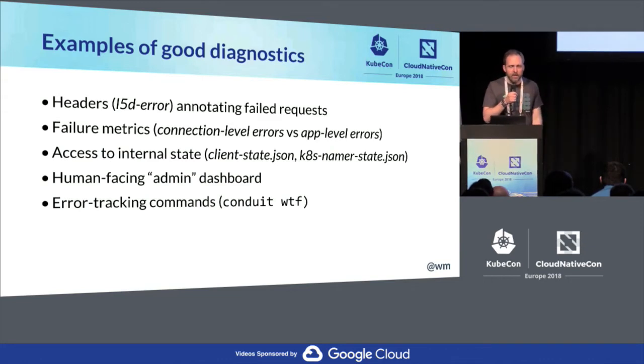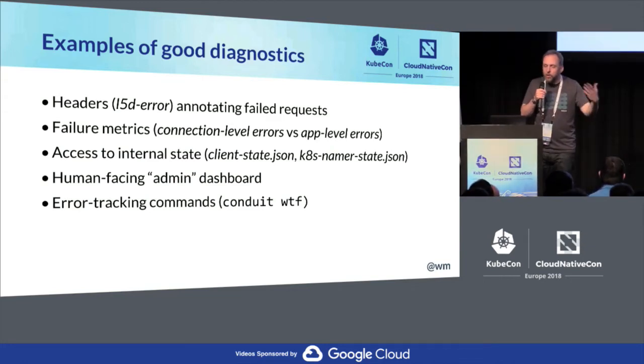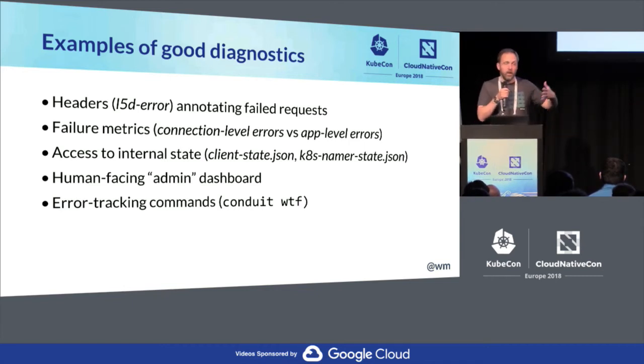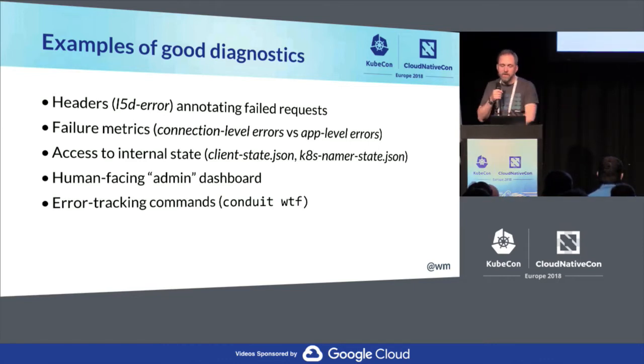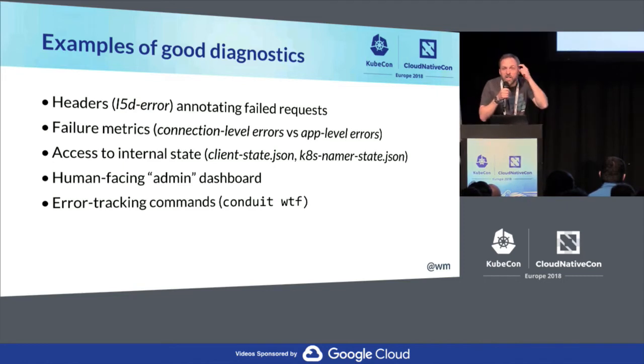I won't spend too much time on this, but we have headers that annotate when requests failed, whether that failure was internal or external, whether it's part of the app or part of the service mesh. We've got very extensive metrics that split things out by connection level versus application level versus mesh level. We dump as much internal state as possible because you don't need it normally, but when it's time to diagnose things, it's really helpful to understand what Linkerd is thinking in its brain.